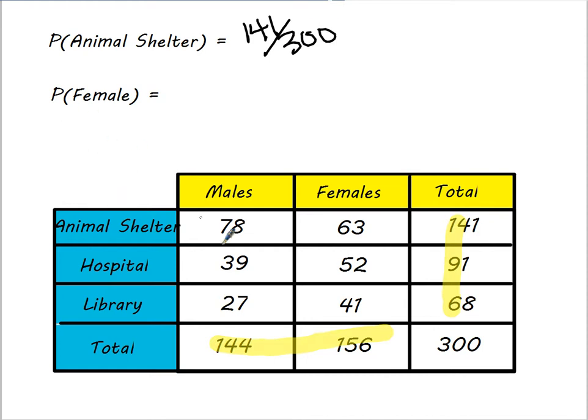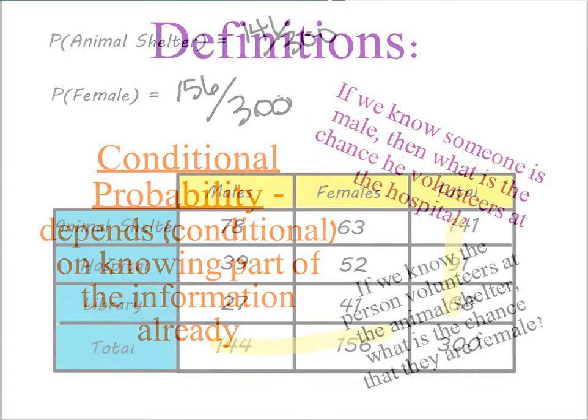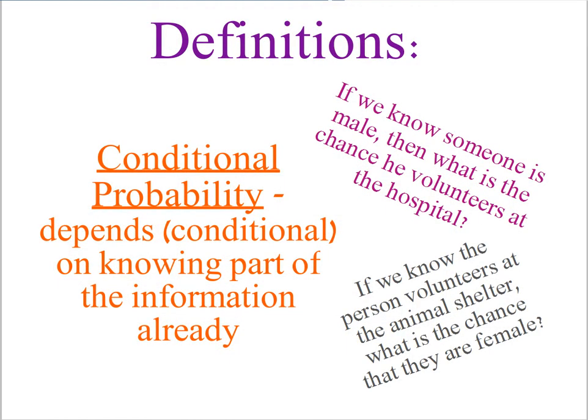And the probability that if I choose a person from this group and they happen to be a girl, well, there are 156 females in this group out of all 300 people. Those are marginal probabilities. And then we have a conditional probability.